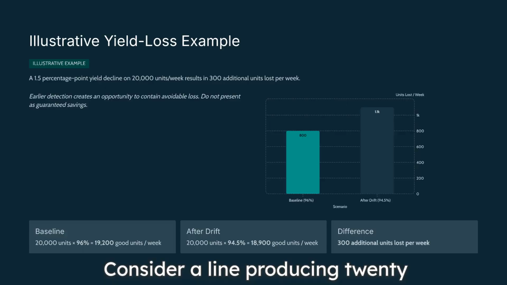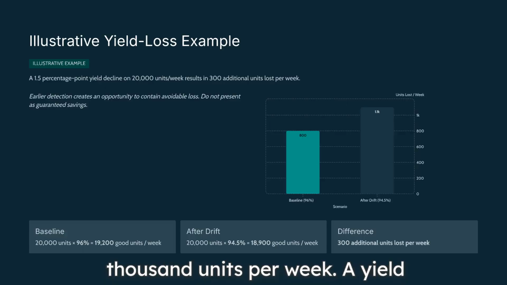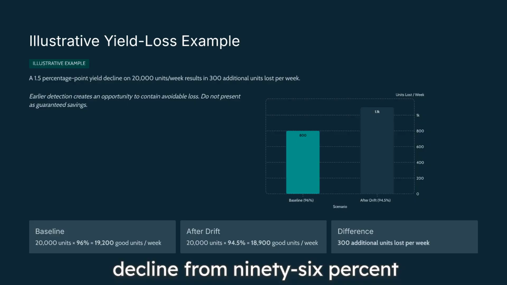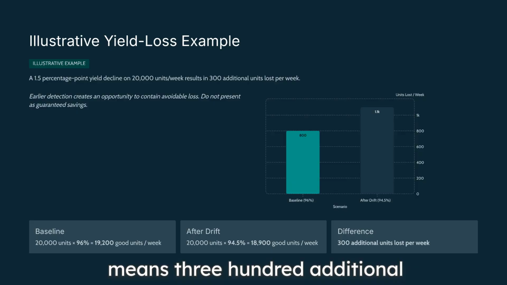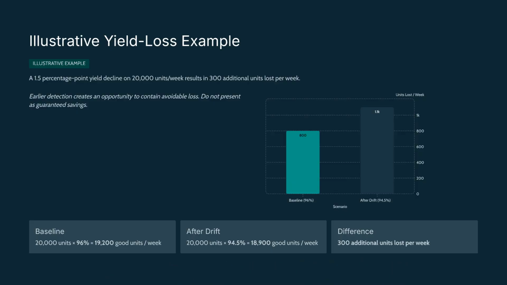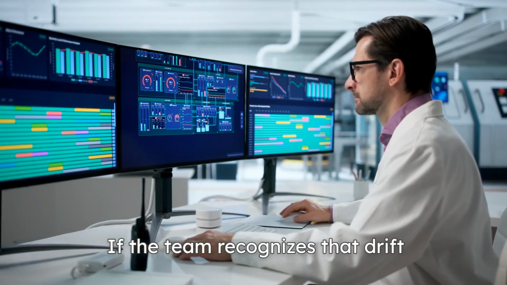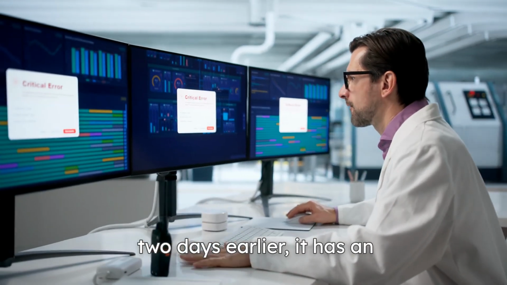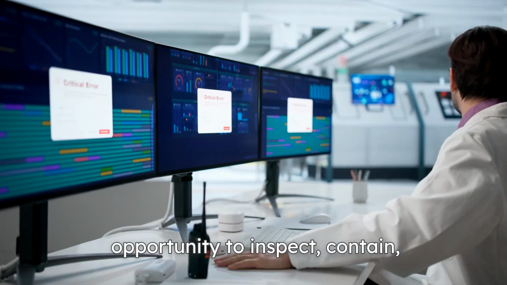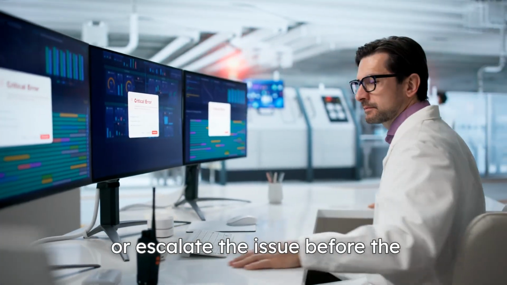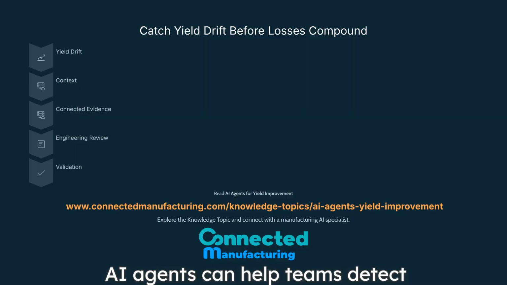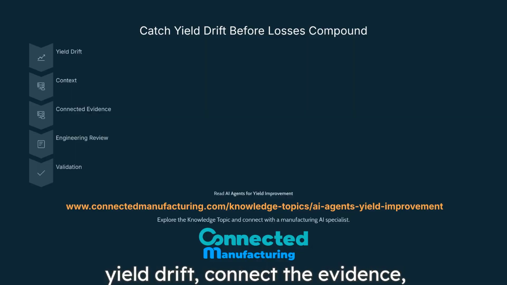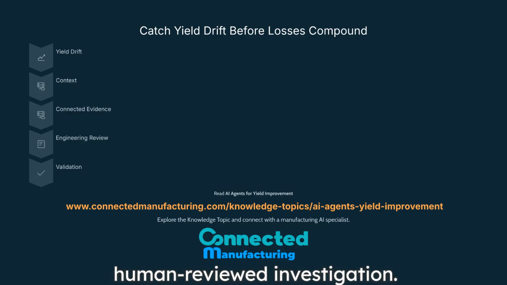Consider a line producing 20,000 units per week. A yield decline from 96% to 94.5% means 300 additional units are lost. If the team recognizes that drift 2 days earlier, it has an opportunity to inspect, contain, or escalate the issue before the losses compound. AI agents can help teams detect yield drift, connect the evidence, and prepare the next human-reviewed investigation.